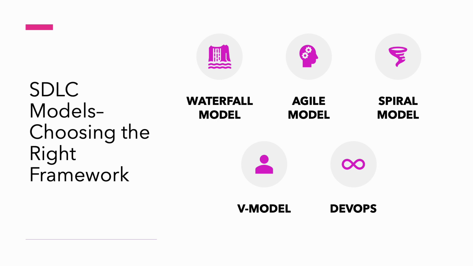DevOps establishes a set of practices that automates the processes between software development and IT teams, enabling them to build, test, and release software faster and more reliably. Each of these models has its strengths and weaknesses, and the choice of which to use depends on the project's requirements, client needs, team size, and many other factors. Understanding these models allows us to choose the most appropriate one for our project, ensuring better outcomes and a more efficient development process.